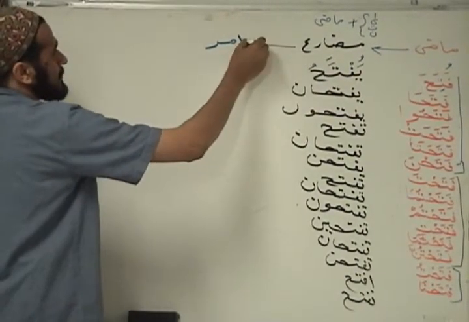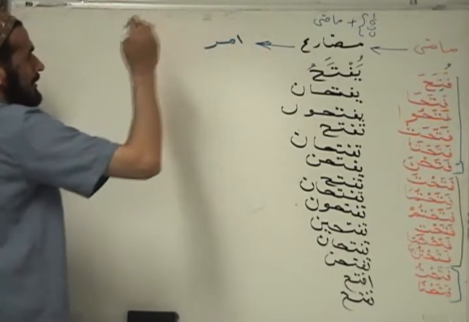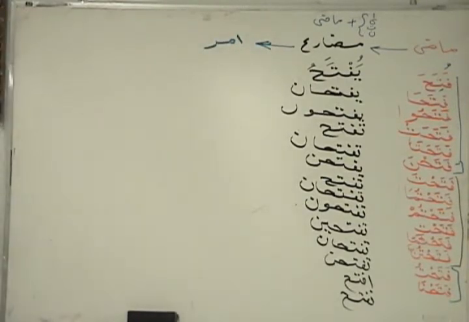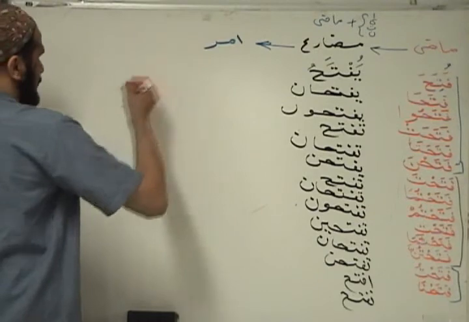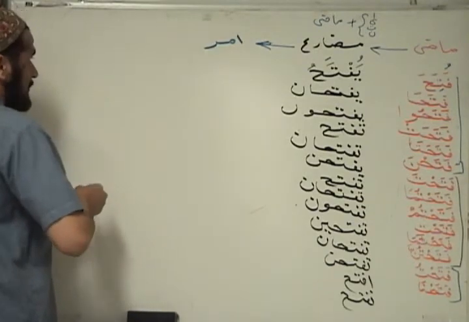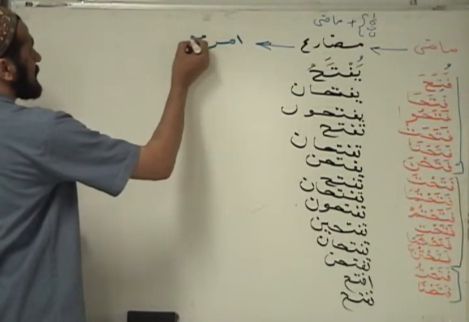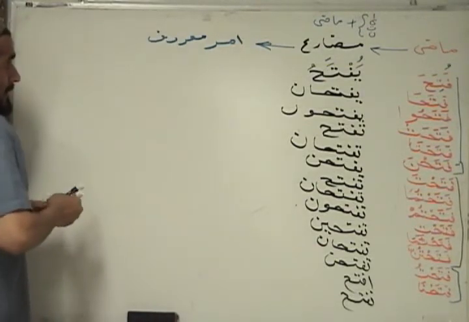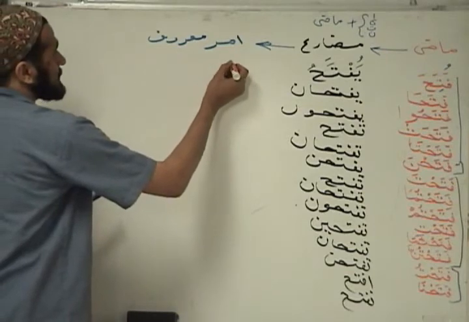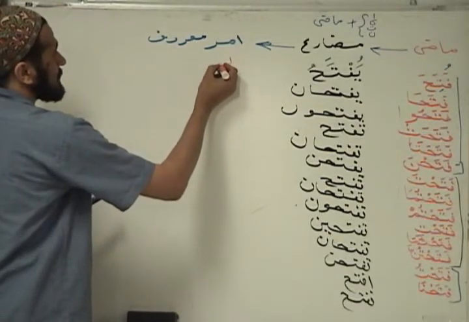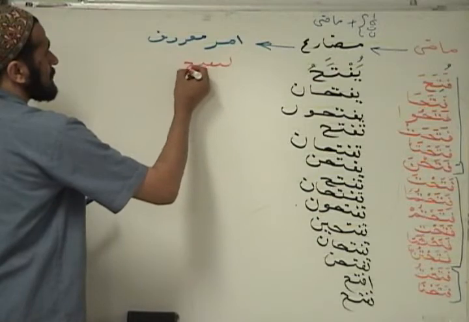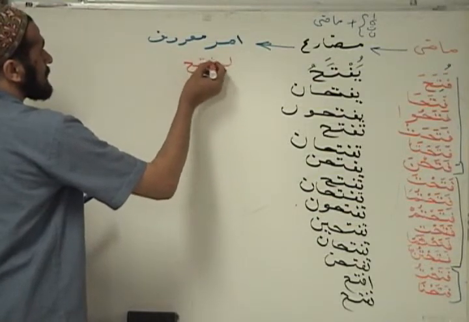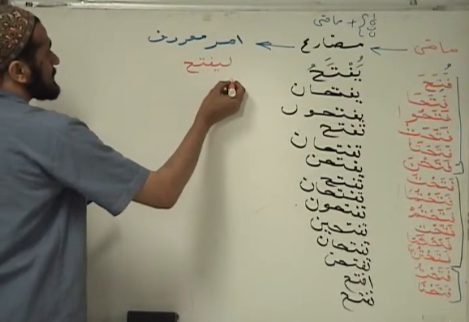Amr is derived from mudari'. How do you derive it? This is how you derive it. So let's do amr. Amr ma'ruf first. Amr ma'ruf is here. Biyaftah. Biyaftaha.